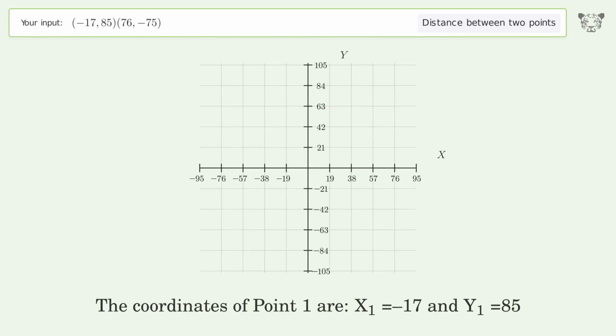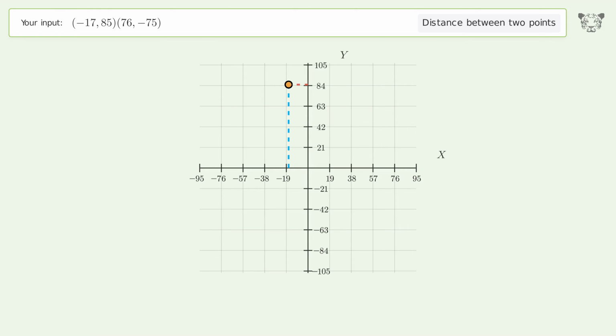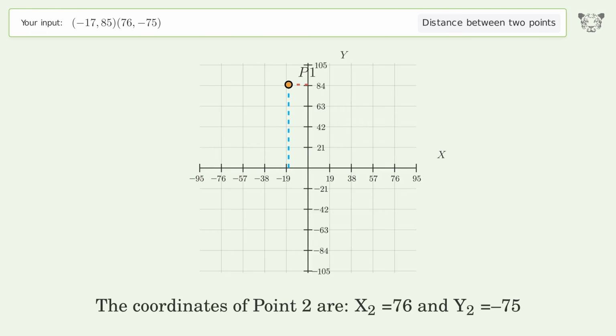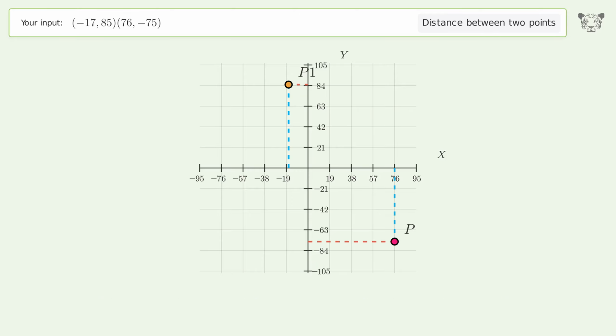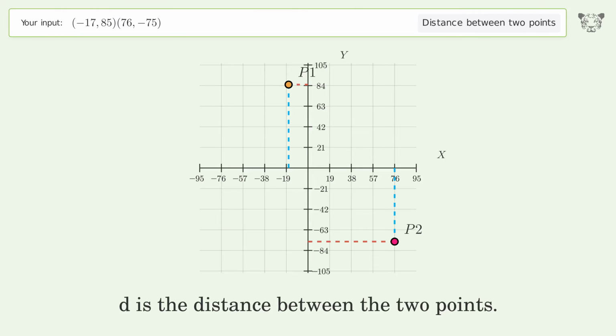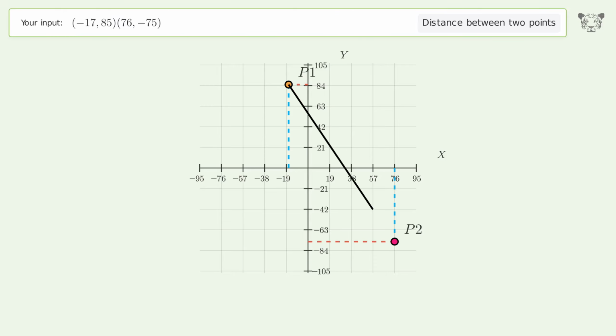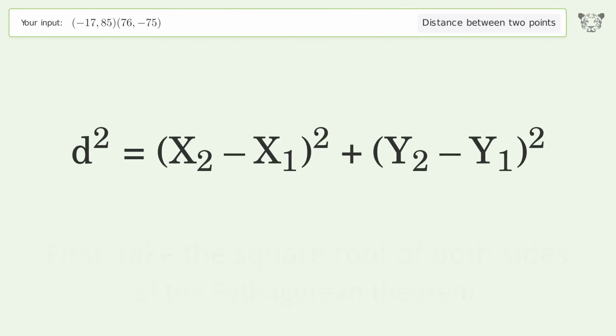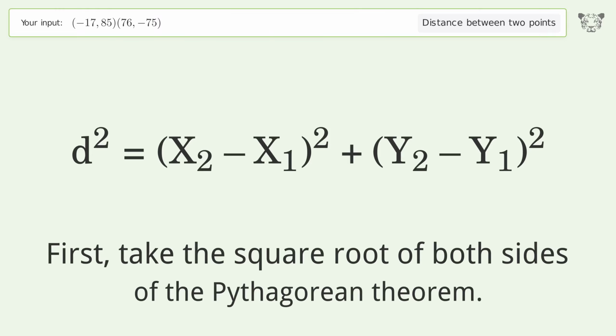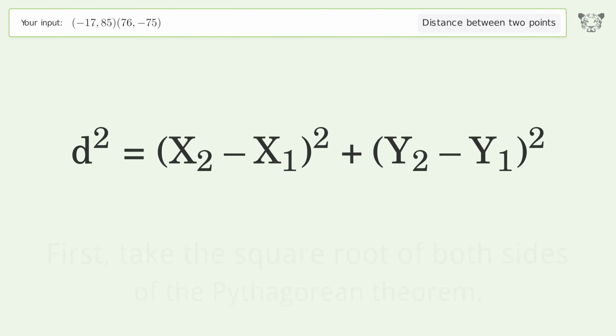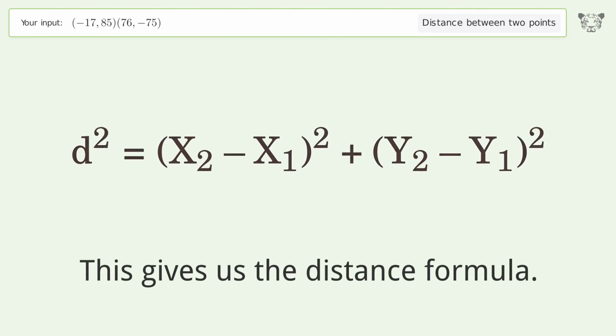The coordinates of point 1 are x1 equals -17 and y1 equals 85. The coordinates of point 2 are x2 equals 76 and y2 equals -75. D is the distance between the 2 points. First, take the square root of both sides of the Pythagorean theorem. This gives us the distance formula.